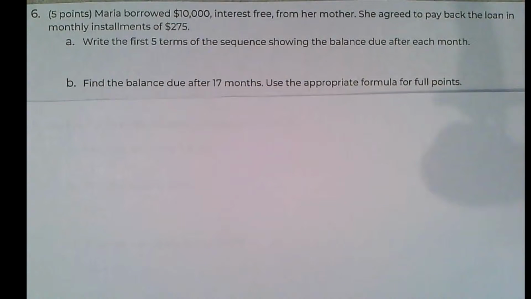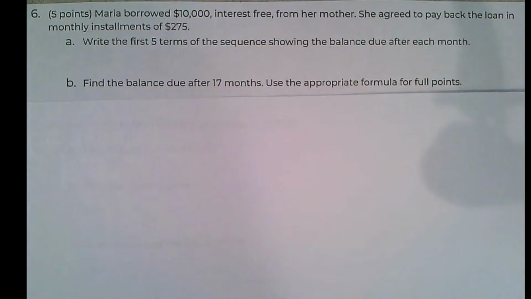All right, so number 6. Maria borrowed $10,000 interest-free from her mother. She agreed to pay back the loan in monthly installments of $275. So write the first 5 terms of the sequence showing the balance due after each month.